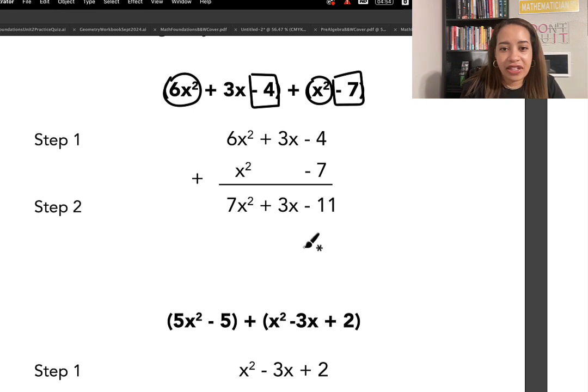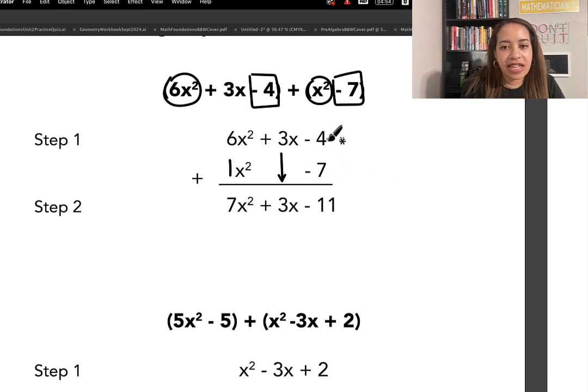Now that I've found my like terms, I can just add up the integers straight up and down. So I see 6, and then I do not see a number in front of our x squared. So if you do not see a number in front of a variable, remember that it's an invisible 1. We are adding up 6 plus 1 to get 7. Our 3x did not have a match, so I can just bring that straight down to the middle of my answer.